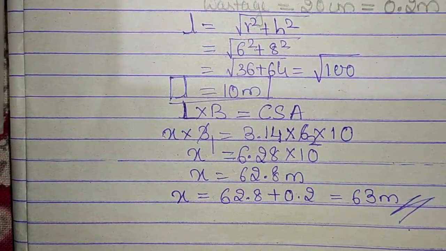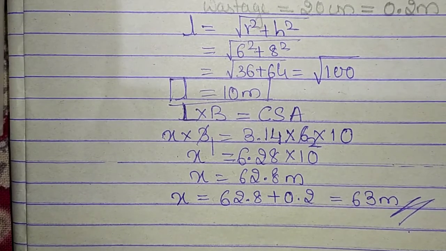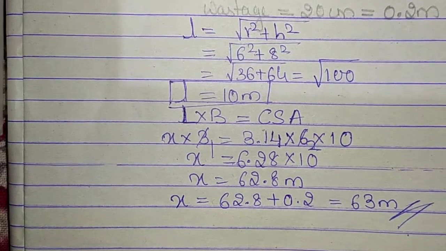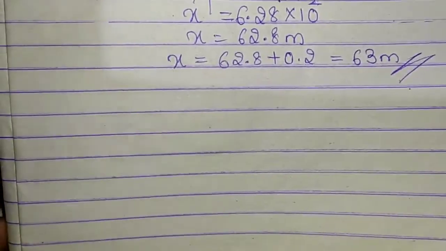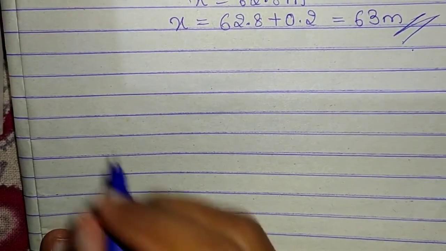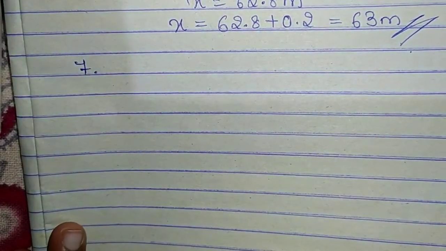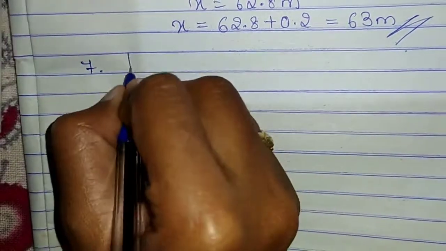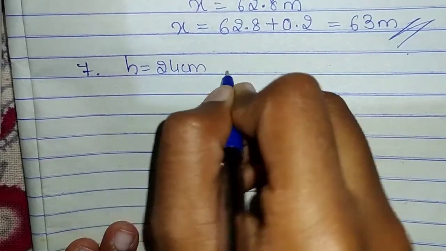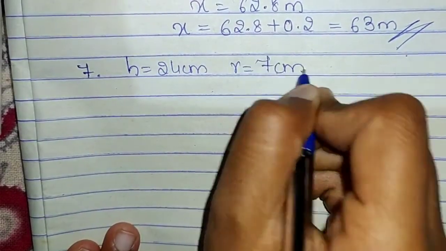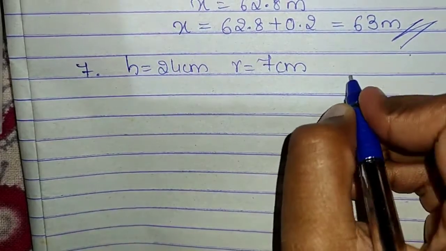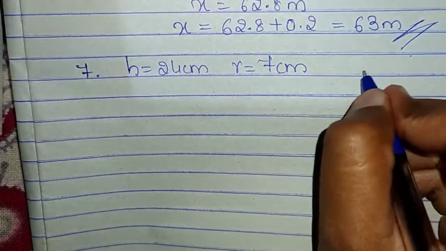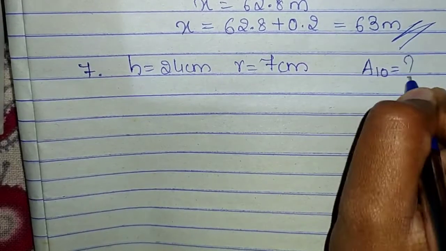of the exercise, which is a joker's cap is in the form of a right circular cone of base radius 7 cm and height 24 cm. Find the area of the sheet required to make 10 such caps. So in the seventh question, there is a joker's cap whose height is 24 centimeter. H is equal to 24 centimeter and radius of the base is equal to 7 centimeter. We are to find how much area is required to make 10 such caps. Area of 10 caps is equal to how much?